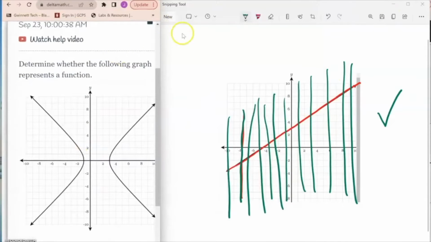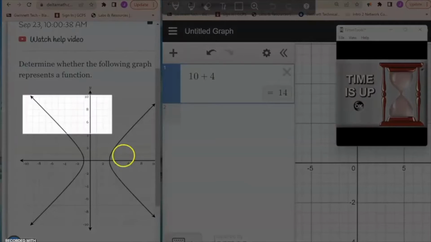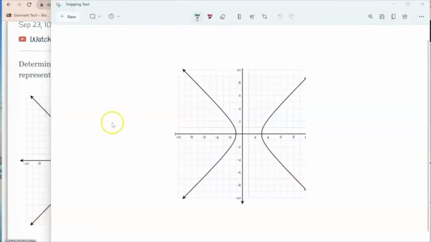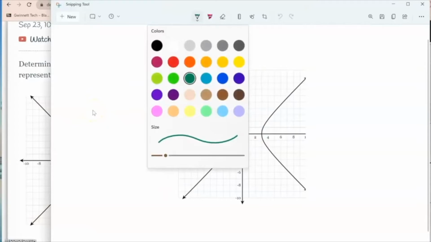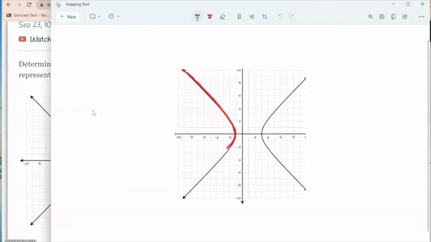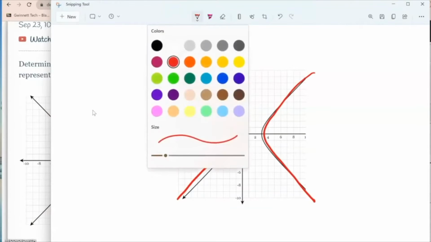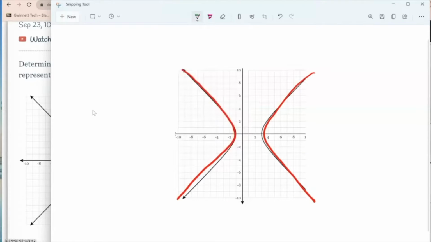All right, so here's another problem. Again, I'm just going to do the same thing. I'm going to do a vertical line. So I'll draw the original graph. This is the graph. It looks like this and like that. Okay, and I'm looking that every time I draw a vertical line, it does not cross that red line more than 1 time. If it crosses more than 1 time, it is not a function.